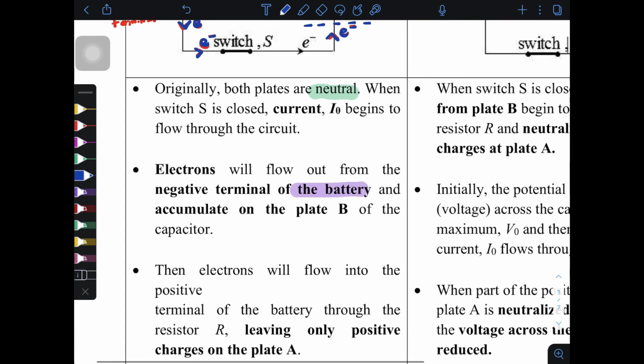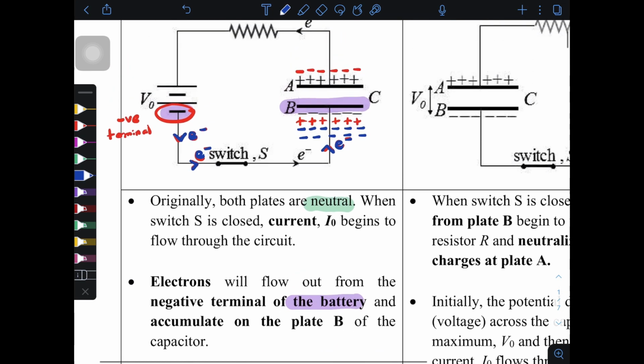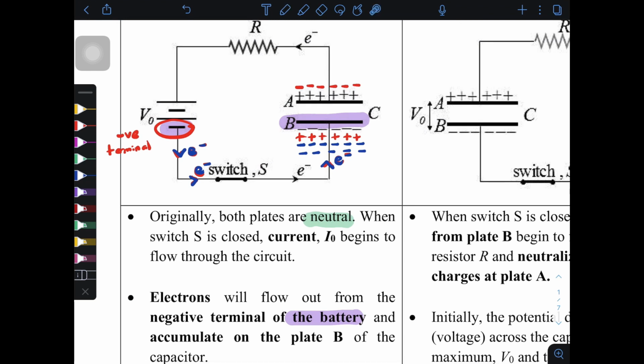Okay, of the capacitor. Then, electrons will flow into the positive terminal of the battery through the resistor, leaving only positive charge on the plate A. Okay, as we know the concept here, tadi dekat plate B ni dah banyak dah negatif yang mengalir daripada power supply. Kita jangan lupa dekat plate A juga akan ada elektron. Okay, macam mana elektron ni ada? Sebab dia memang neutral pada asalnya. Dia ada proton dan dia ada elektron.